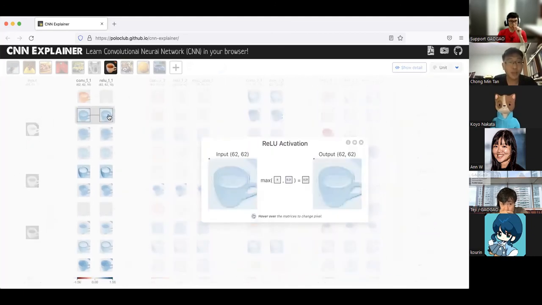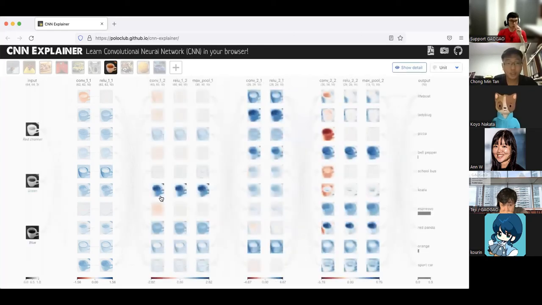Then we pass it through the ReLU. What happens is the ReLU activation just takes the maximum value as the output. So you can see that those regions that are negative in value will be removed and replaced by 0. So this is the ReLU.